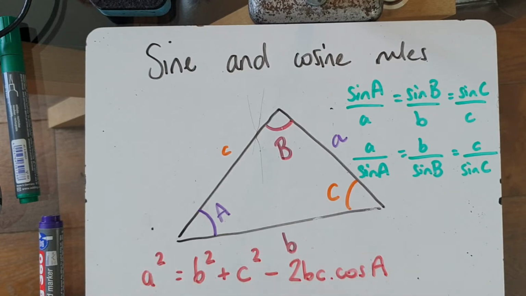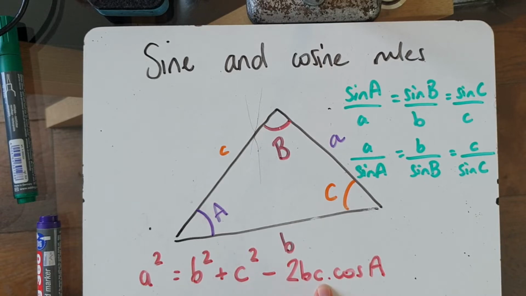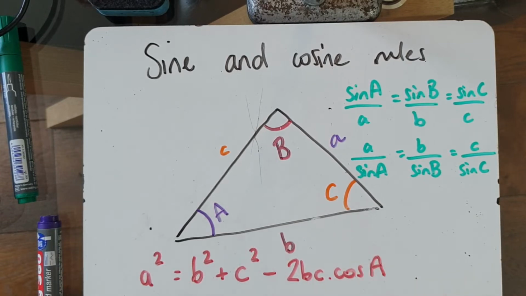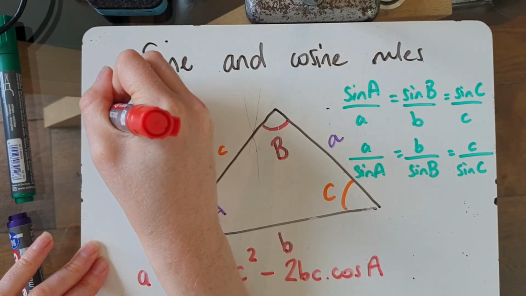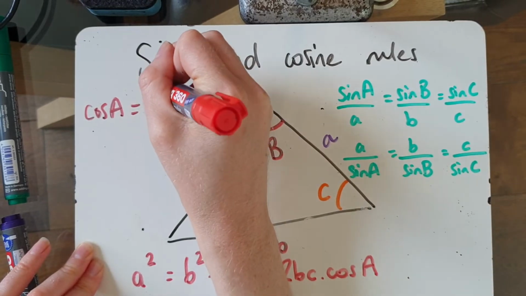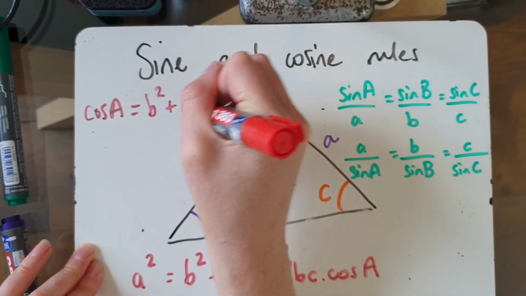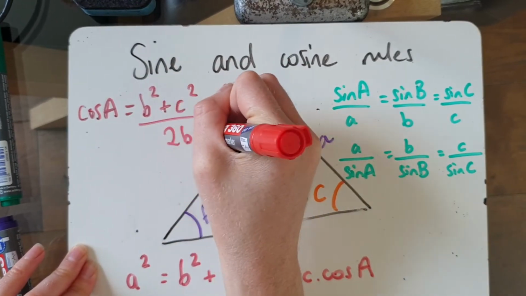We can rearrange this one. So this is a really good format for the equation to be in if we want to find the missing side. If we want to find the missing angle, we can just substitute the numbers into here and then rearrange, or we can use the rearranged version of the formula, which would be cosine A equals b squared plus c squared minus a squared all over 2bc.